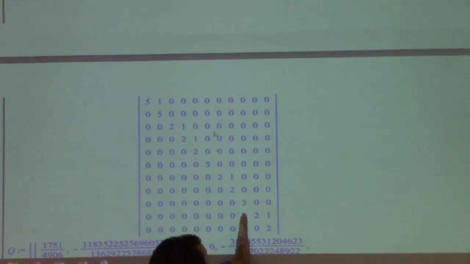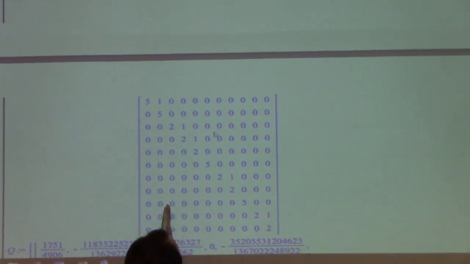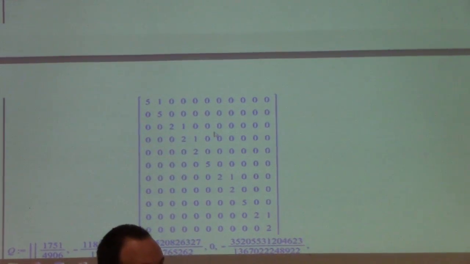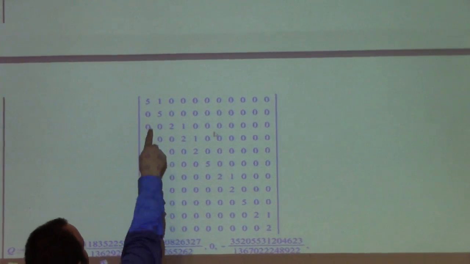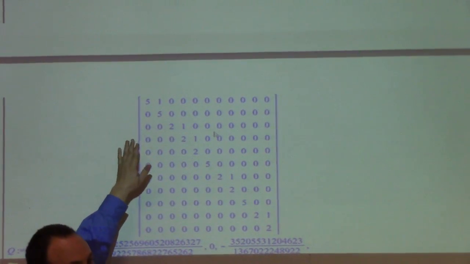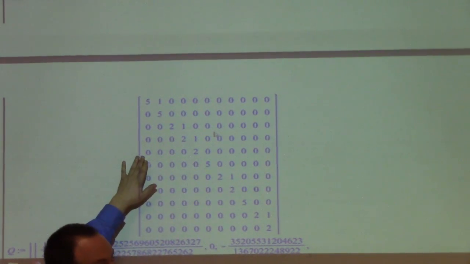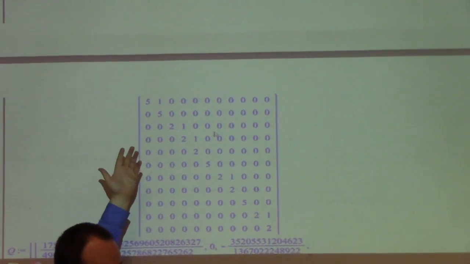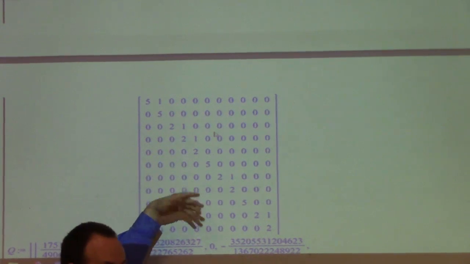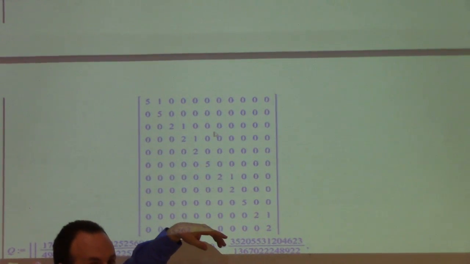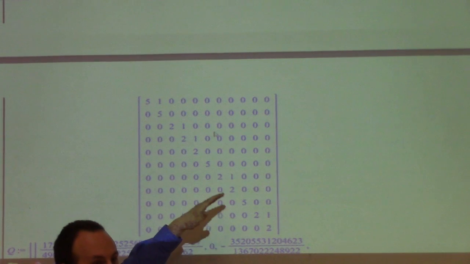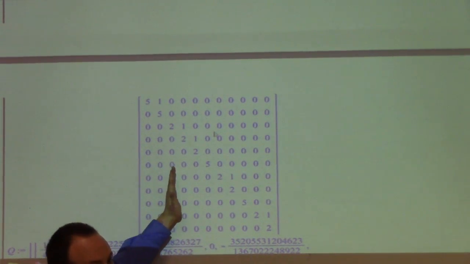So the geometric multiplicity is 1, 2, 4. If I take E1 times this matrix, I get back 5 times E1. So E1, the standard basis vector, is an eigenvector with eigenvalue 5. Any column which just has one number in it, and that number happens to be on the diagonal, corresponds to an eigenvector.